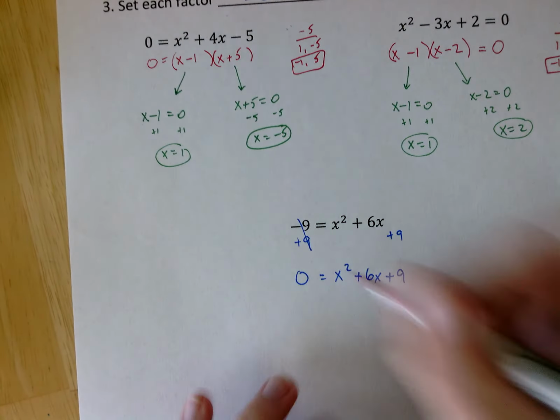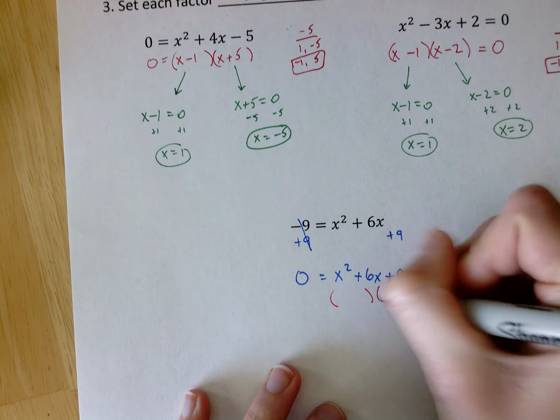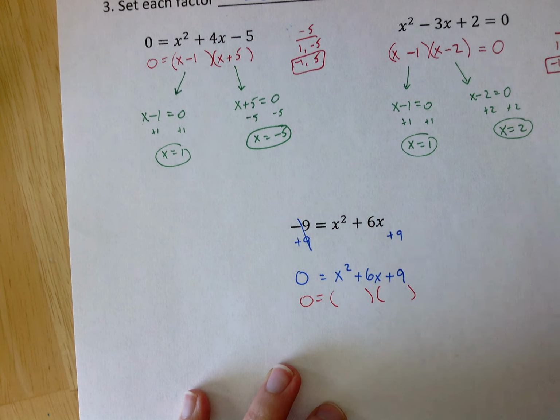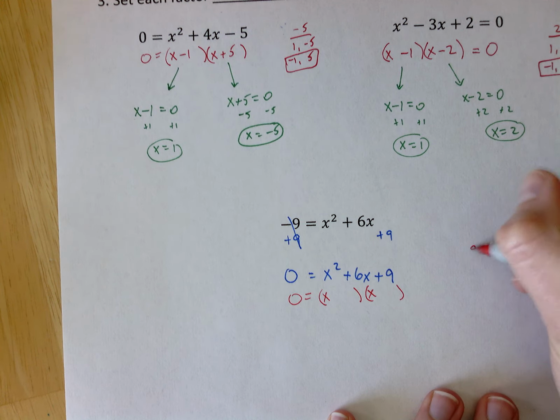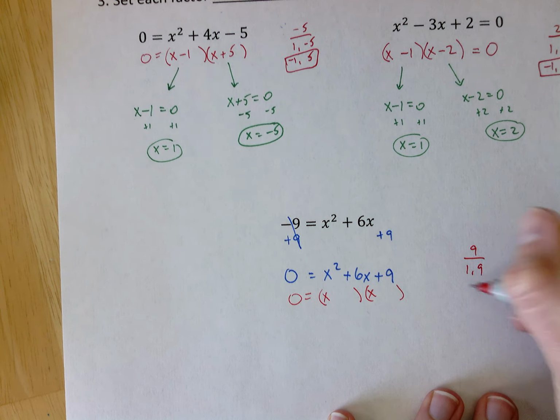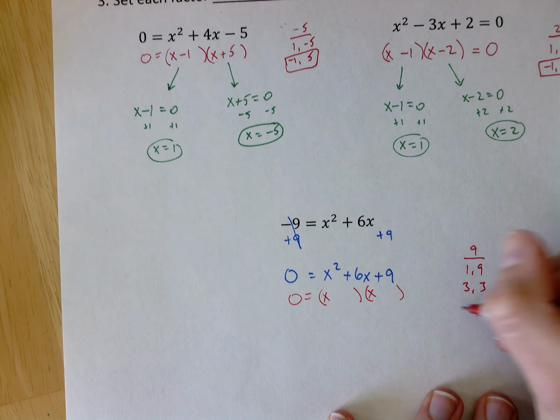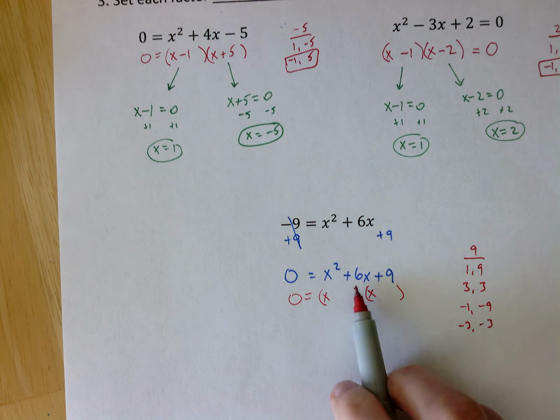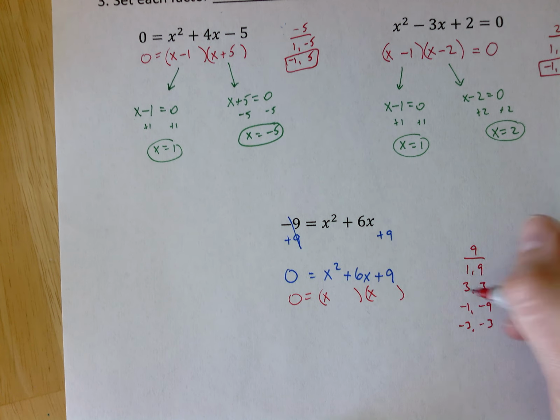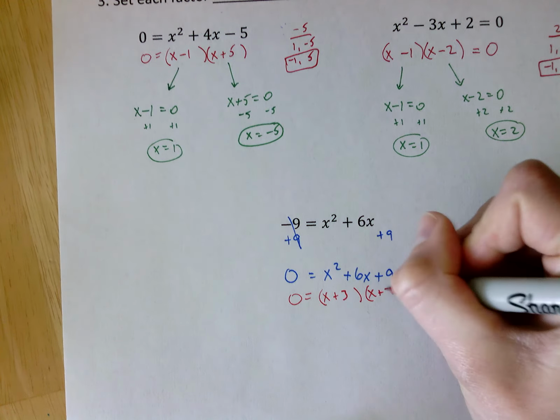Great. Okay, so now we've got to factor this. So 2 sets of parentheses, still equals 0. Put the x in the front of each. I need a list of everything that multiplies to 9. So 1 times 9, 3 times 3, negative 1 times negative 9, negative 3 times negative 3. And then I need a pair of numbers that add to 6. So that's these guys. So this is going to be x plus 3 and x plus 3.